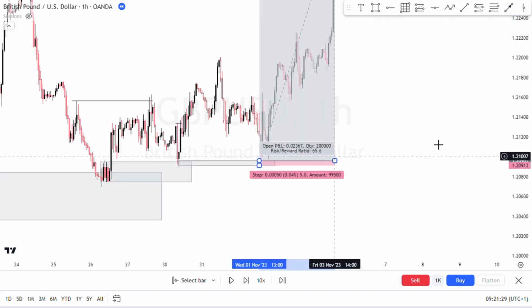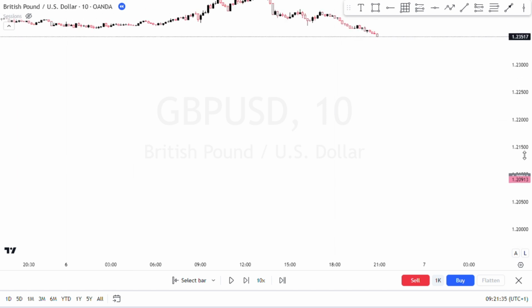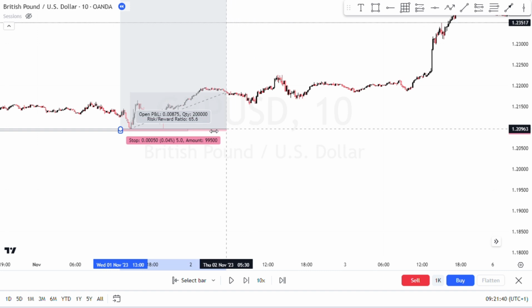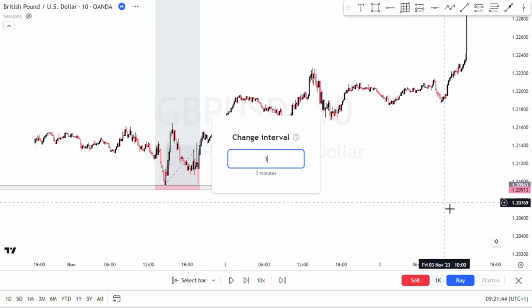I'd like to elaborate on how to identify a real order block. So let's go back to the 10 minutes time frame. That's where you got this particular entry. Let me reduce this. Let me go down to the 3 minutes time frame.